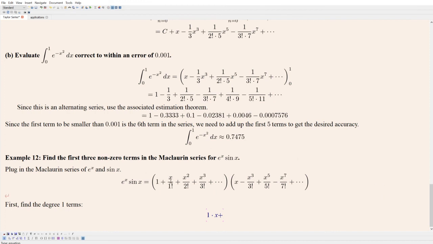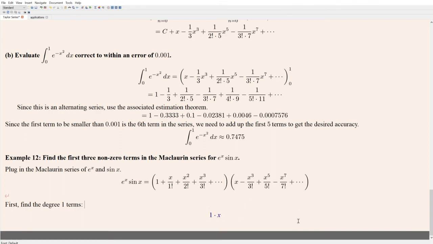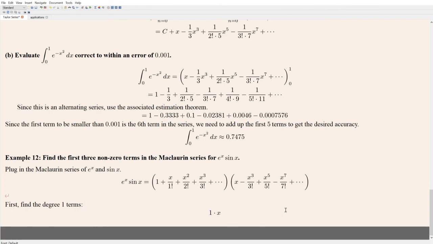Okay, so move on. X times x is going to be x squared. Well, that's too big. X times x cubed is going to be x to the 4th. Well, that's too big. And so on and so forth. So there's only one degree 1 term, namely 1 times x.